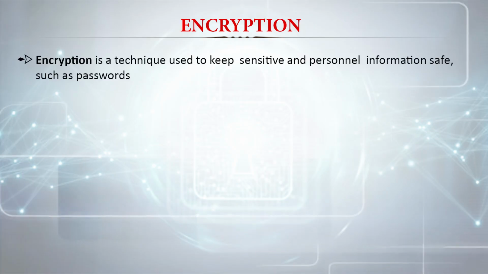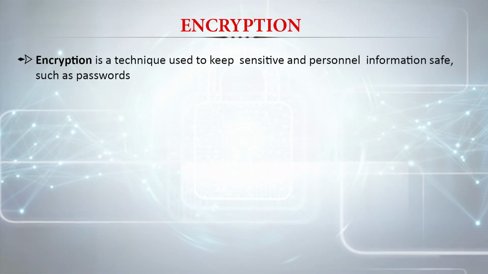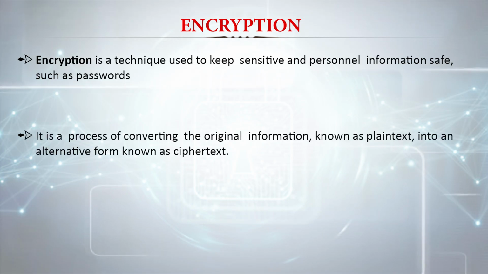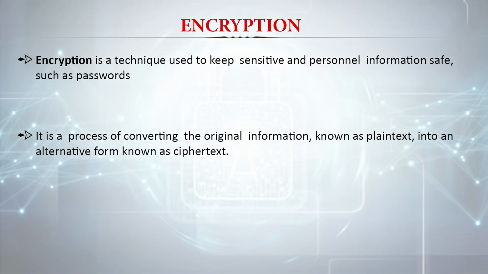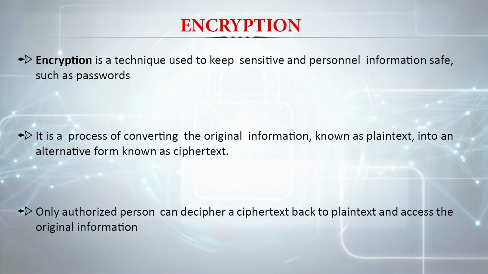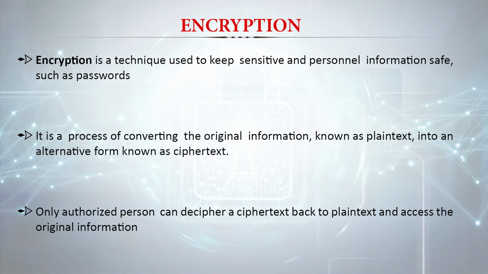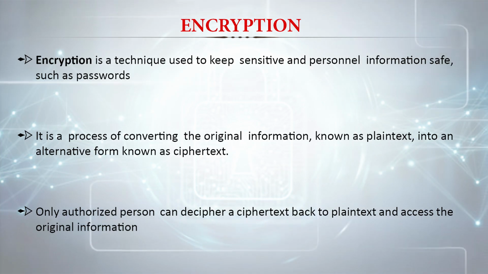We also discussed encryption techniques in detail, and encryption is one of the elements of a firewall. Encryption is a technique used to keep sensitive and personal information safe, such as passwords. It is a process of converting the original information, known as plain text, into an alternative form such as ciphertext. Only an authorized person can decipher the ciphertext back to plain text and access the original information. In this case, we discussed different kinds of algorithms and gave various examples.